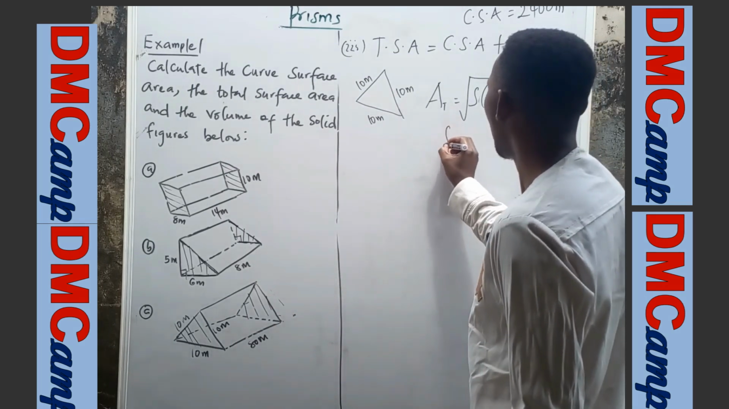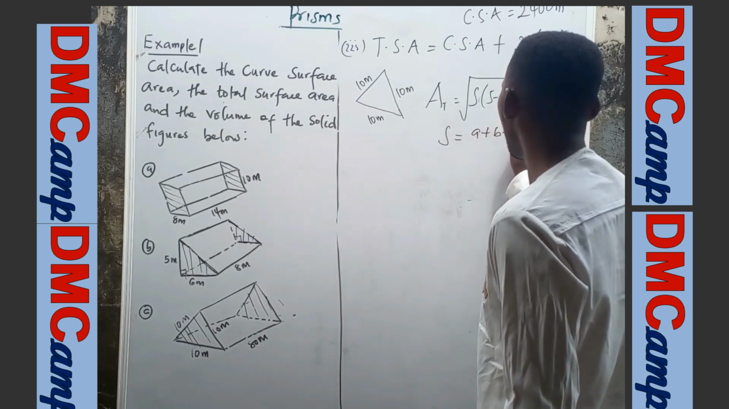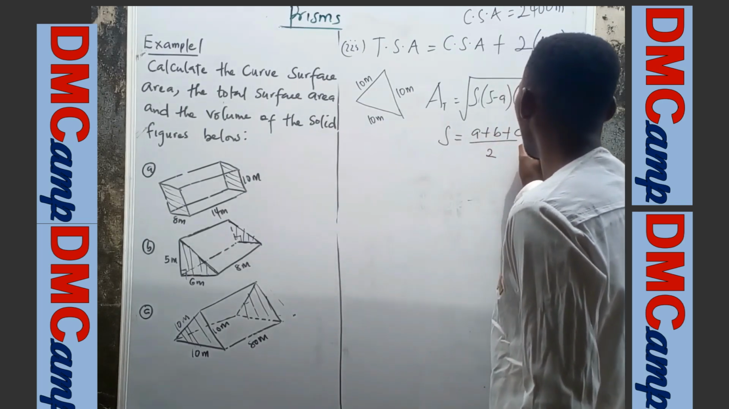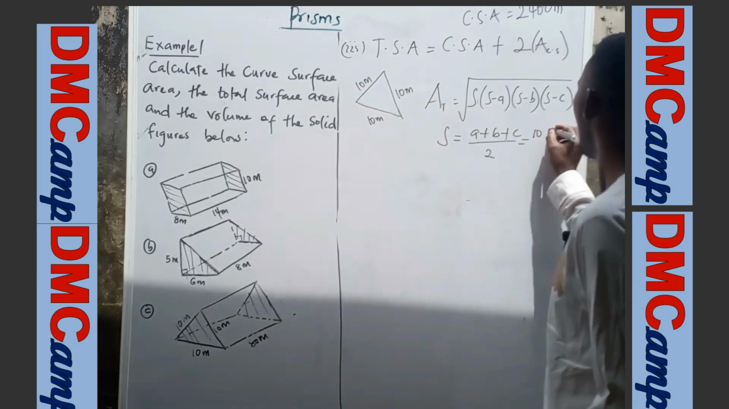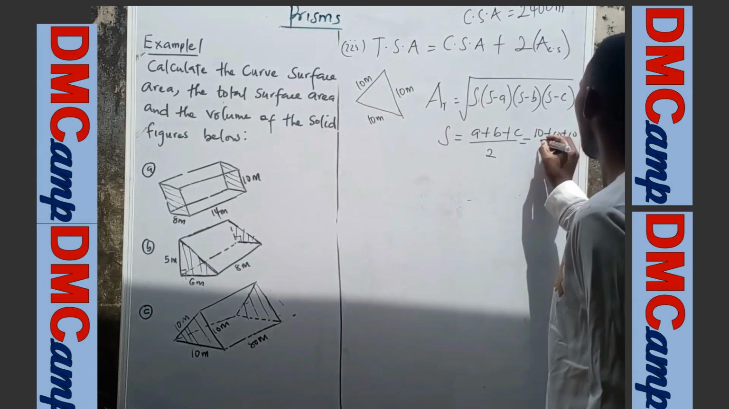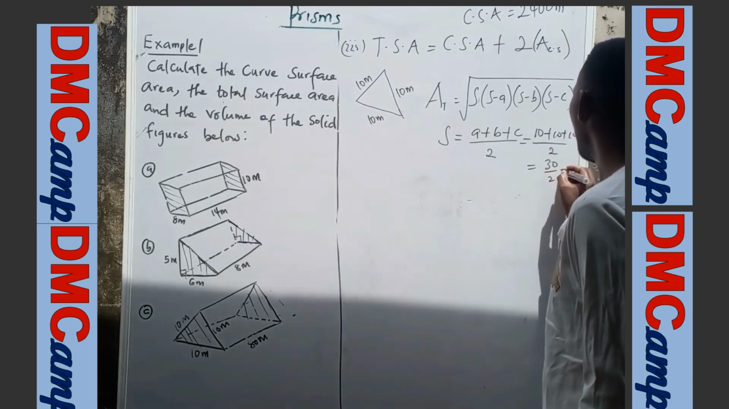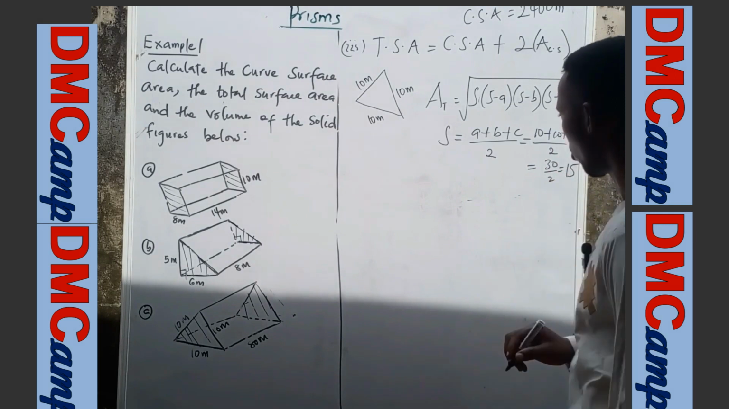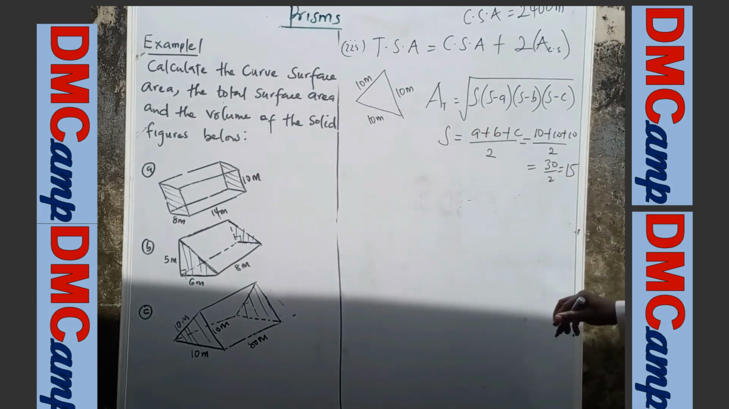Now, how do we get our S? S is A plus B plus C over 2. And that will give us 10 plus 10 plus 10 over 2. That will give us 30 over 2, which is 15. So our S here is equal to 15.